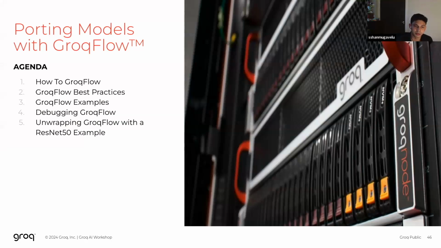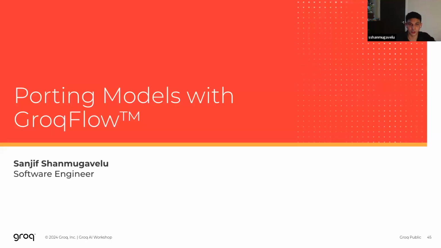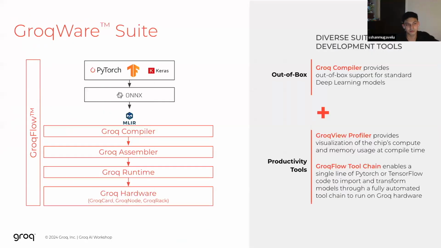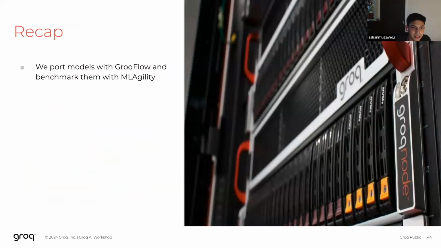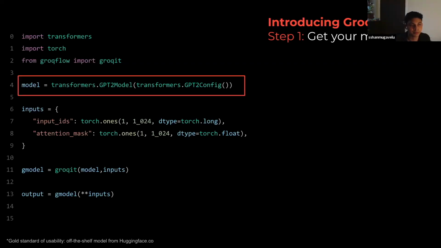We're also going to unwrap GroqFlow. If you remember the diagram I showed before, GroqFlow is a highway abstracting all of these components, and I'm going to show you how you can actually interface with each of these components in a real life situation in a ResNet 50 example. That's going to come a bit later. All right, so you've already seen this, but GroqFlow is extremely simple to interface with. You can do this in just 3 steps.